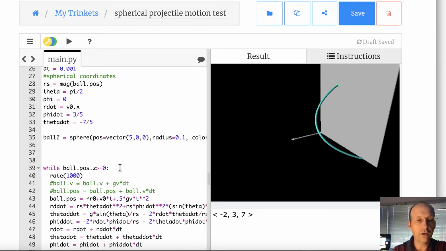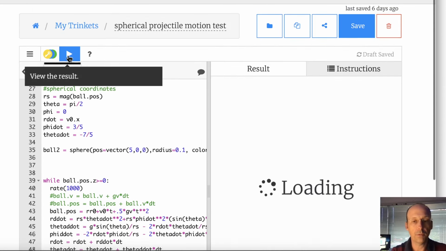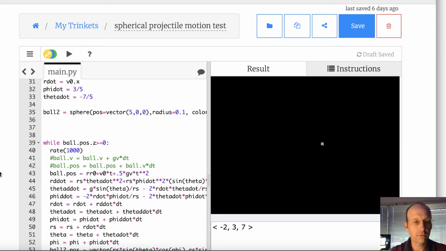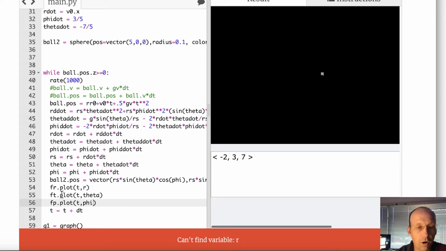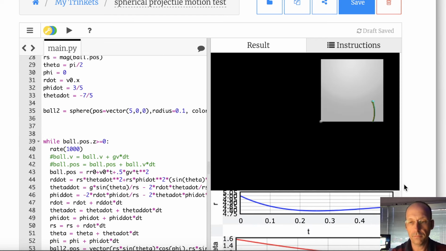Okay, so now down here, I'm going to plot those values. So FR.plot T, R. FT.plot T, theta. And then FP.plot T, phi. Let's see if that works. Something didn't happen. Can't find variable r. Oh, I called this one rs. Forgot I switched programs. There we go.